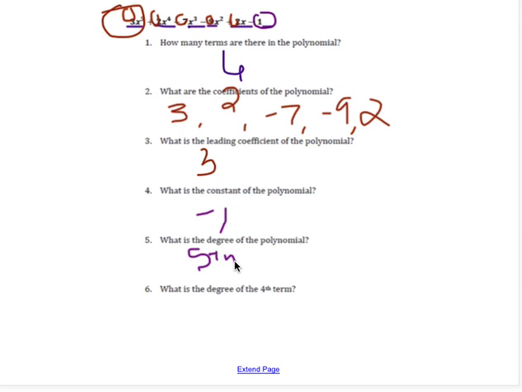Taking a look at number 6, what is the degree of the 4th term? So we need to count 1, 2, 3, 4. So -9x squared is the 4th term. Now the degree of that term is going to be the exponent. So this is a 2nd degree term.